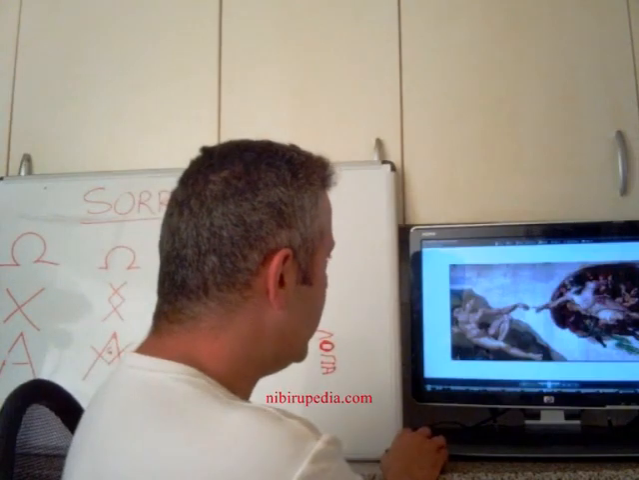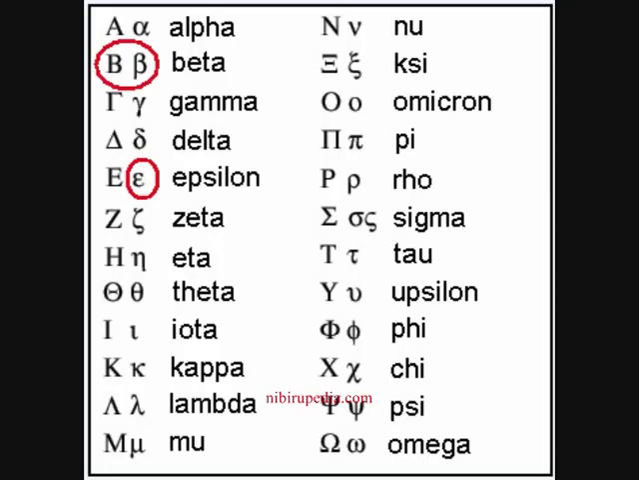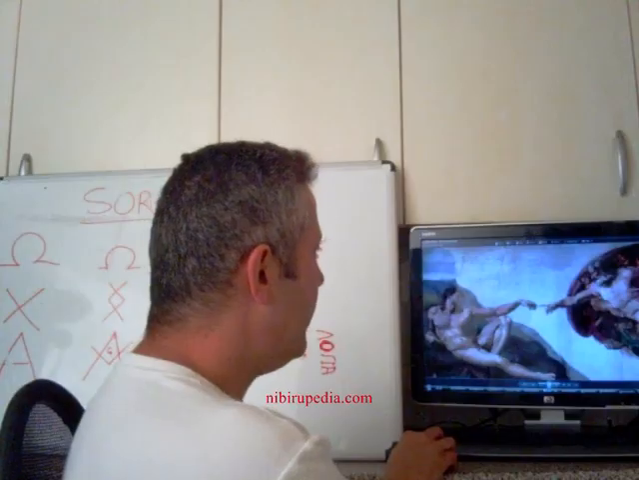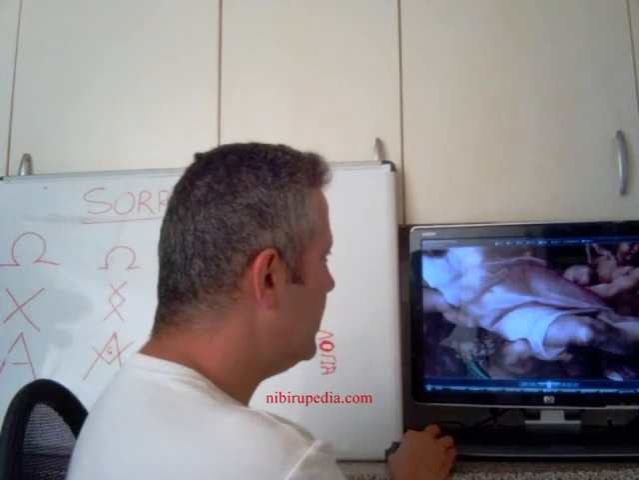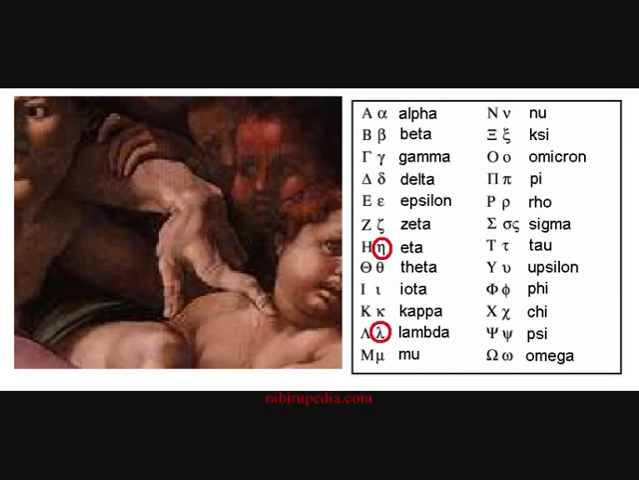Now there's other finger signals in here too, but I don't know what they are. There's this one here, which looks like he's holding a cup, an invisible cup. It could be a beta or a lowercase epsilon. And this one that I showed you a minute ago, which again I do not know what it is, but I'm presuming once again that they are something to do with the Greek alphabet. This does look like a lowercase eta or a lowercase lambda.